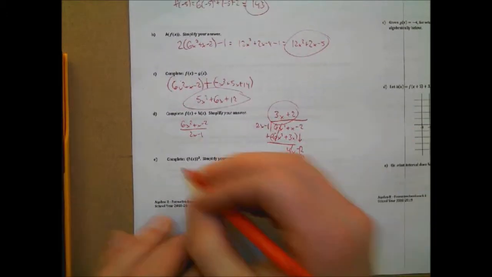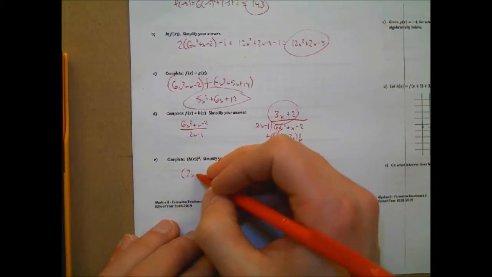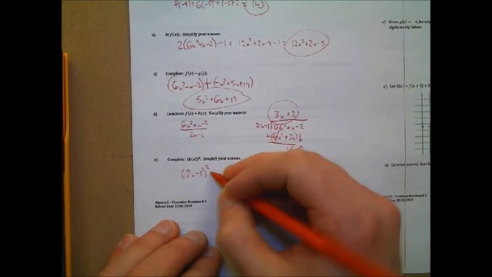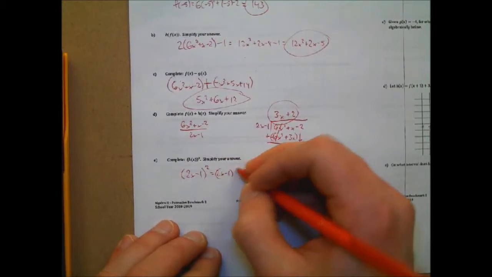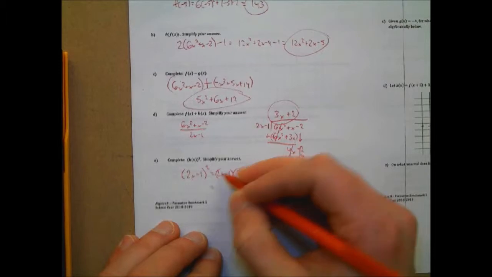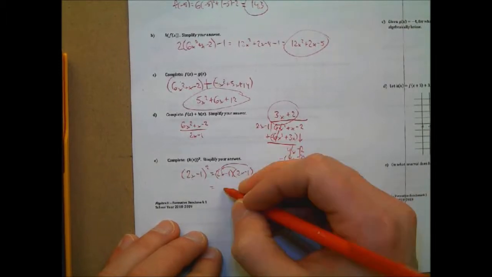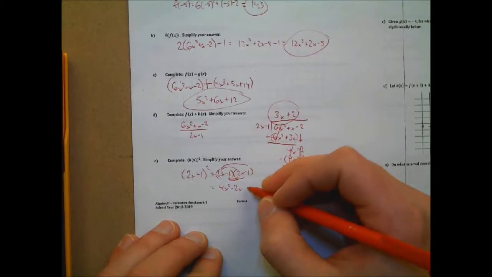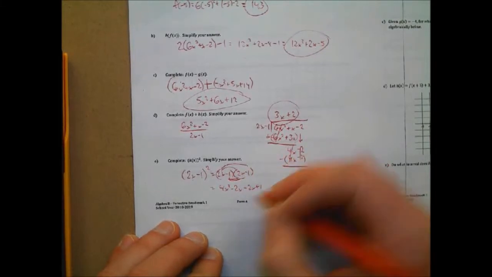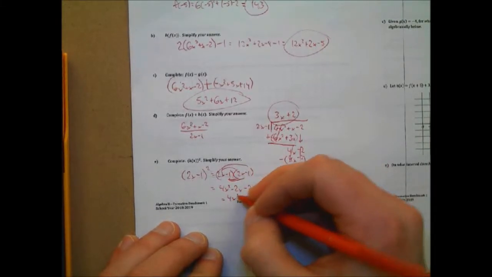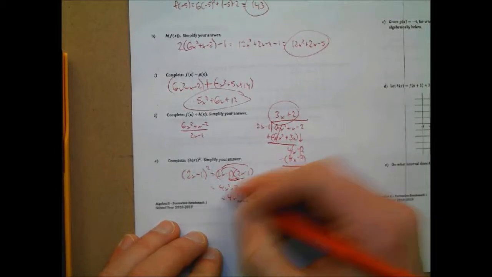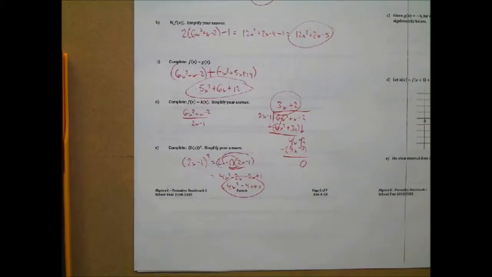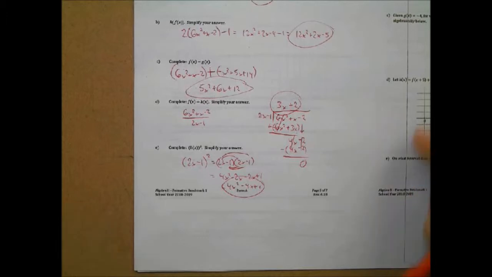Finally, we're supposed to square h. So what is h? H, remember, is 2x minus 1 from above. And we're going to square it, which means you multiply it by itself, which means we have 2x times 2x, 2x times minus 1, so 4x squared minus 2x, minus 1 times 2x, minus 1 times minus 1, so minus 2x plus 1. And so that simplifies to 4x squared minus 4x plus 1. Final answer.